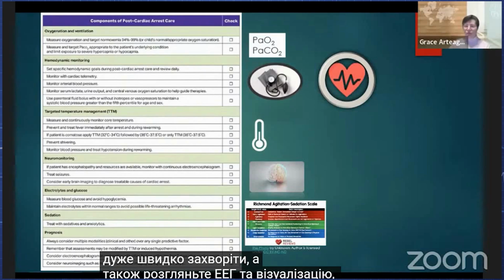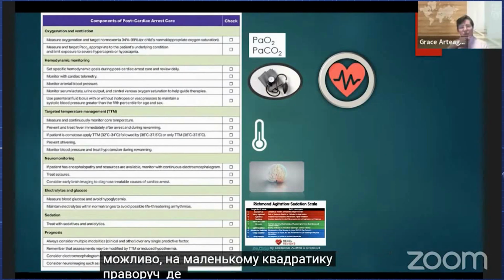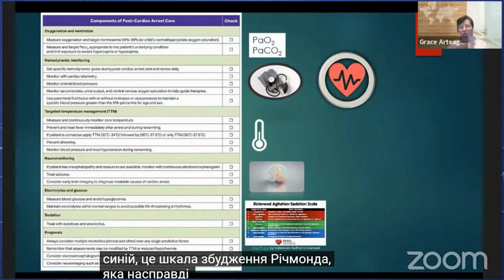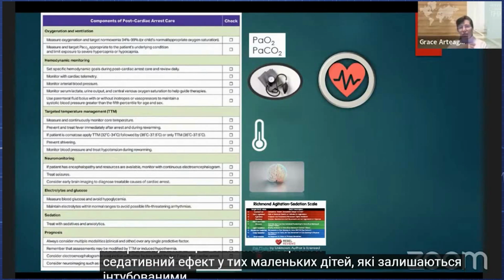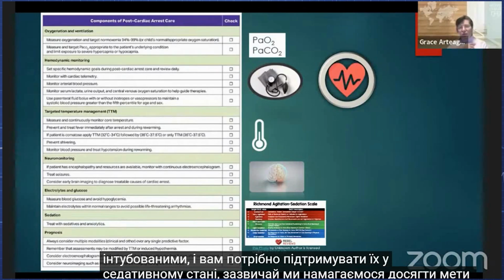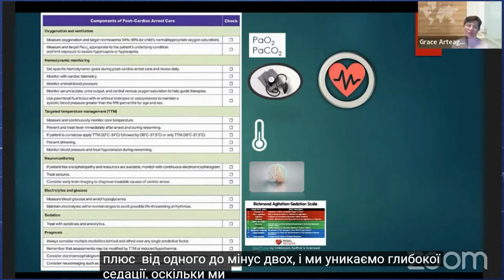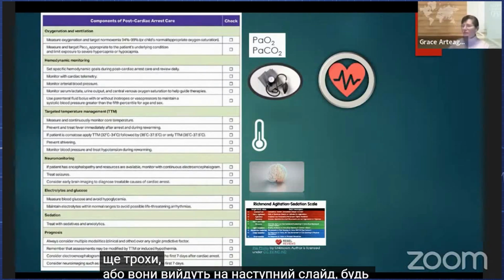Consider EEG and neuroimaging when it's possible. On the little square on the right, where you have red, green, and blue, that's the Richmond Agitation Scale, which is quite available on the internet, so that you can assess sedation in those little kids who remain intubated and you need to maintain sedated. We normally try a goal of +1 to -2, and we avoid deep sedation, as we're going to be discussing a little bit further out. Next slide, please.